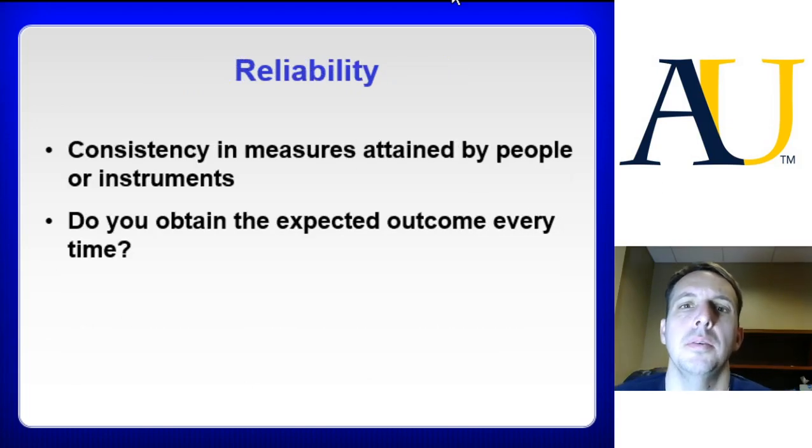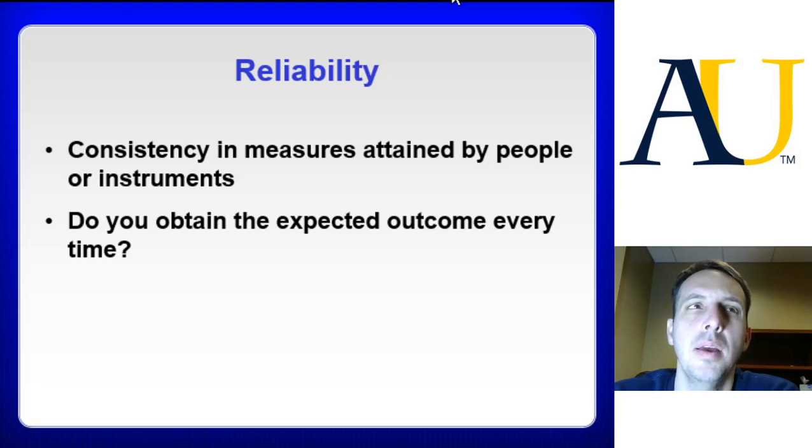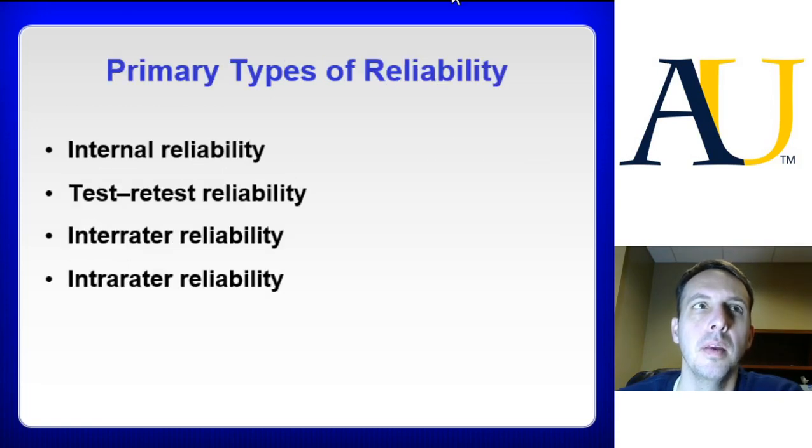So basically, when we use terms like reliability in analyzing evidence and in research, we're simply talking about consistency of measurements, or consistency within a singular measurement. So basically, are we going to get the same outcome over different periods of time or between different individuals? There are several different types of reliability, and we'll go through each one of these here momentarily.